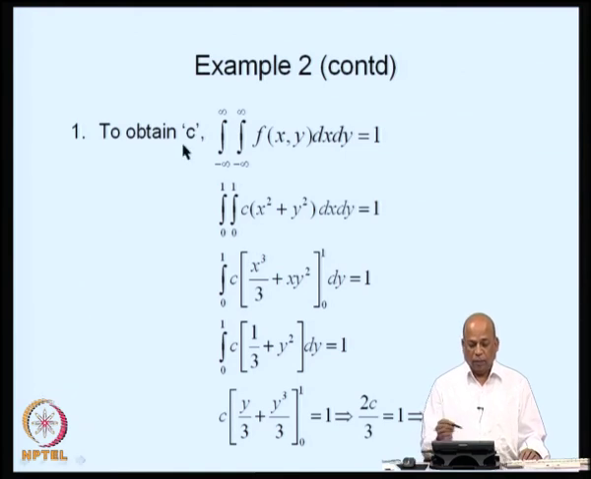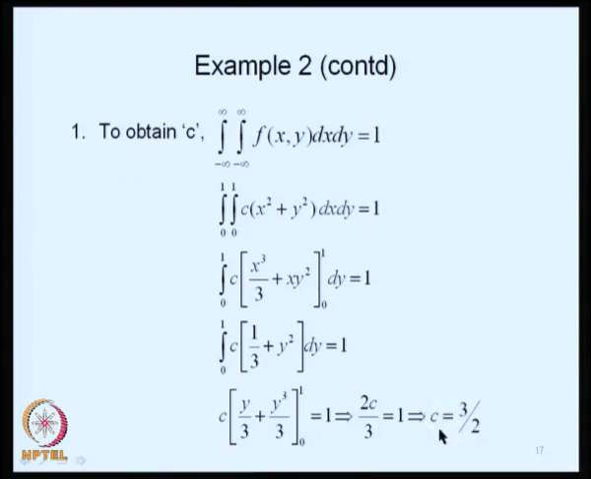So, first we will obtain c. We simply use the definition of the joint PDF. So, the double integral of f of x comma y dx dy from minus infinity to infinity must be equal to 1, which means the total volume under the surface must be equal to 1. When we do this, it is a fairly straightforward integration, so I will not go into the details of this. You get c is equal to 3 by 2. Once you get the constant c, you have completely defined the joint PDF.